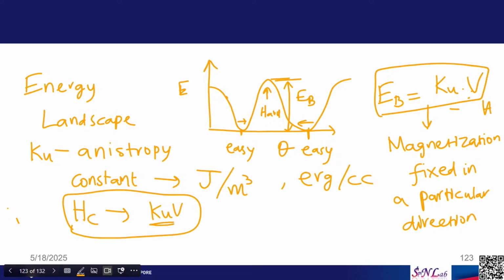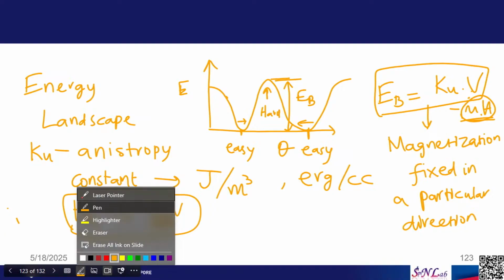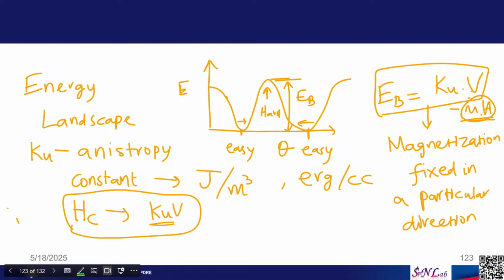When you have interacting particles, there will be a second term. Later, when I show the slide, I will show what exactly the term is, maybe m dot h or something like that. So, some energy term here that will reduce this energy barrier. When you have interaction, this height may be reduced a bit. This reduction in the height is coming from this internal field term.